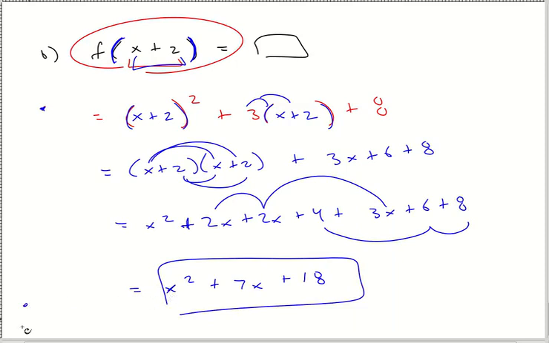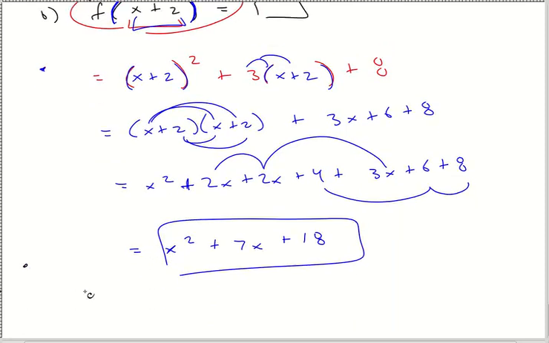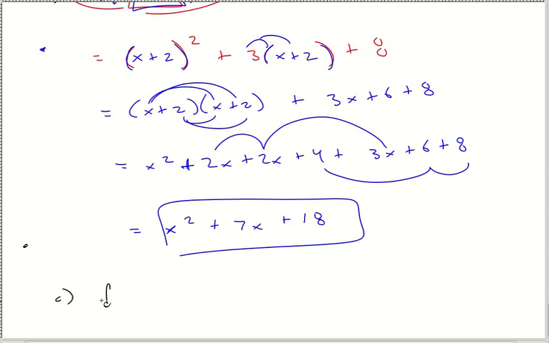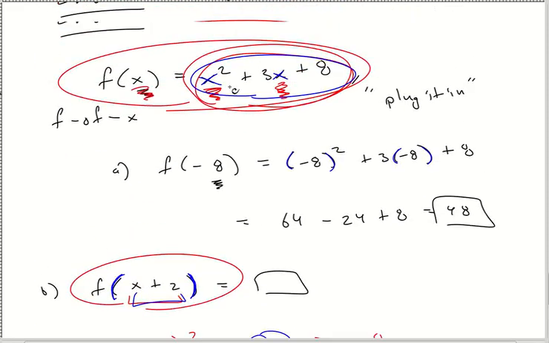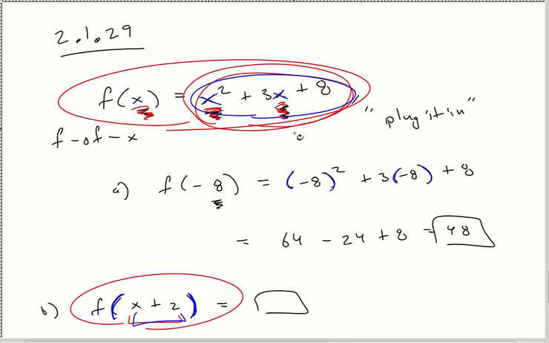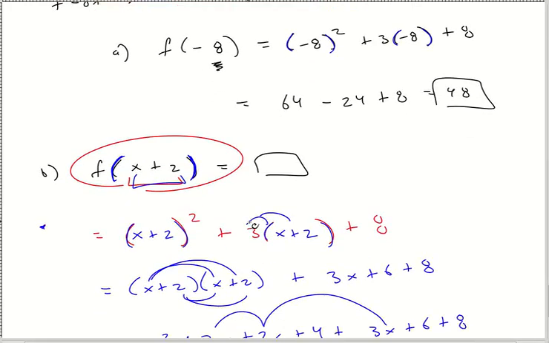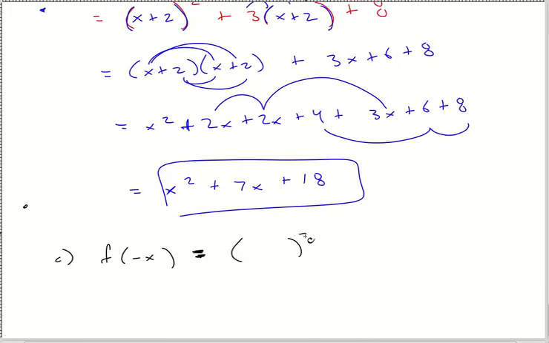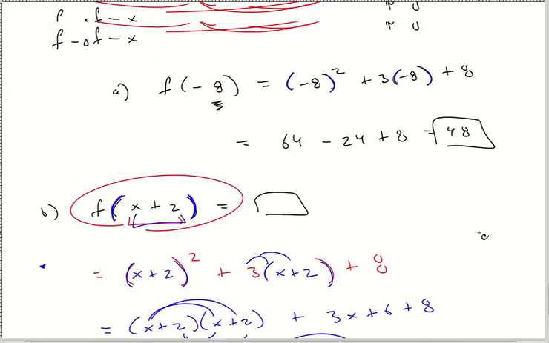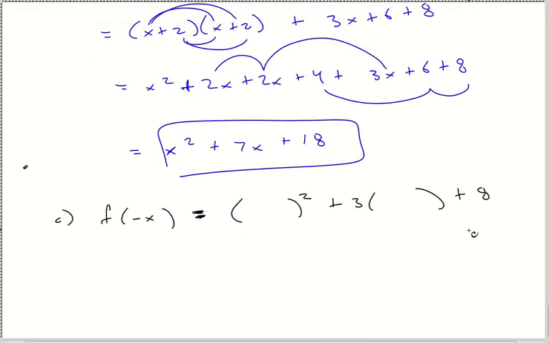Whew. And that was just part B. Part C, that's actually easier. It says f of negative x. Well, what I want to do here, again, is rewrite my original, going back to the original. Instead of writing x, I'm going to leave a gap, a blank. So blank squared plus 3 times blank, was it plus 8? Yeah, okay, cool.